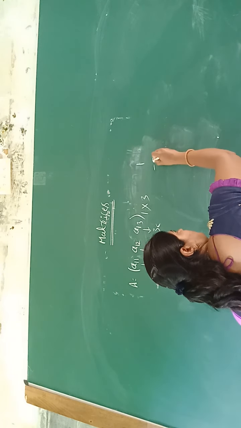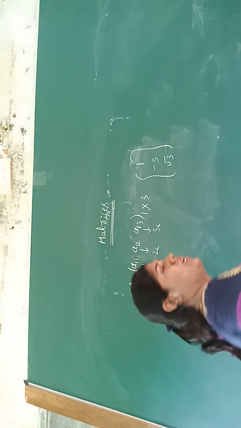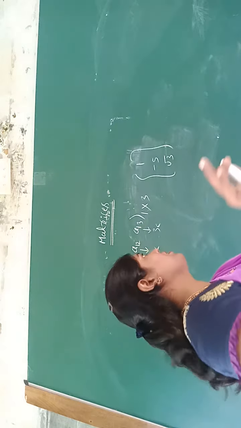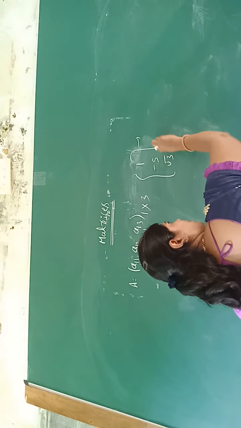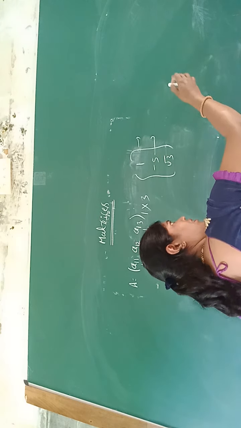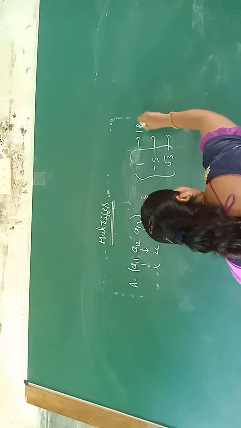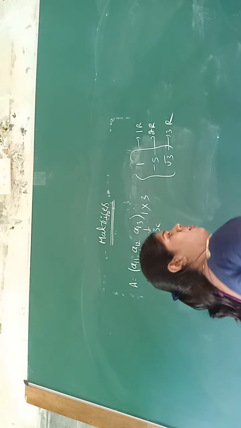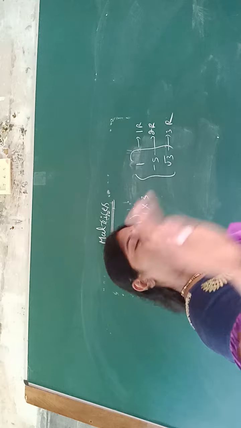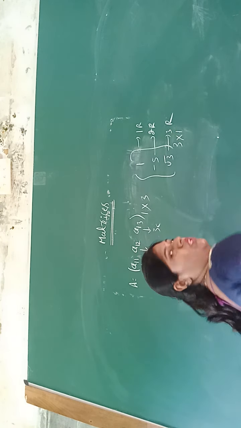Similarly, we can take so many examples. 1, minus 5, root 3. How many rows here? There are 3 rows because there are 3 horizontal lines here. Each element is forming a horizontal line. How many columns? Here it is only one column. Therefore, the order of the matrix is 3 cross 1.